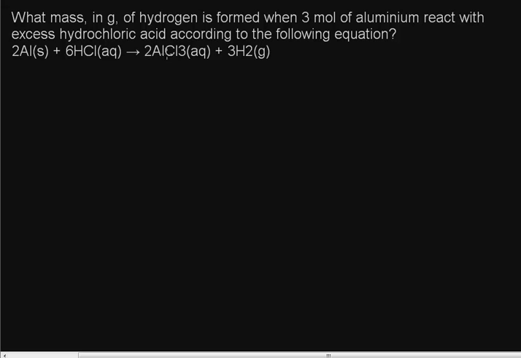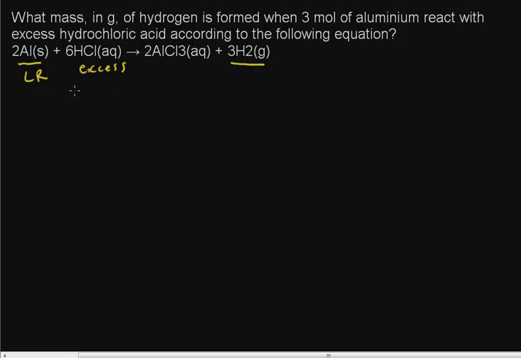So there is some information already being given to you in this problem. They're saying basically your aluminum is the limiting reactant, reacting with excess hydrochloric acid. So this is excess. And you're being asked to determine the theoretical yield of hydrogen gas in grams.